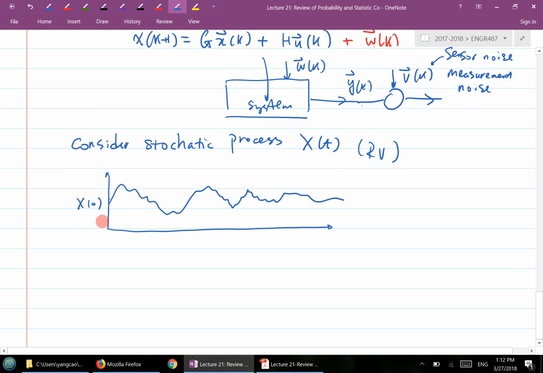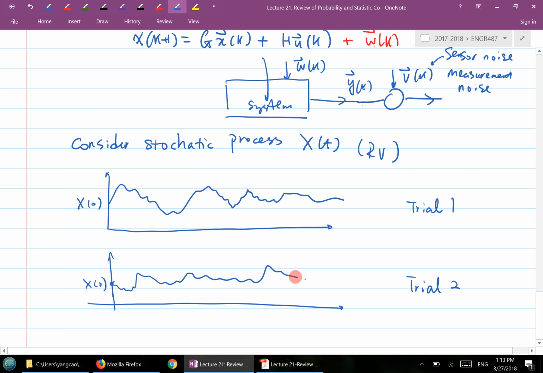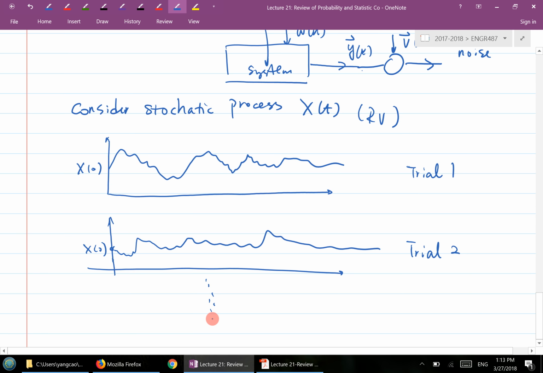This is essentially, let's say, trial 1. And if you run it another time, trial 2, starting with the same initial condition, you may see a curve which probably looks like this. And you can basically keep going like that. Does that make sense? That's basically a stochastic process here.